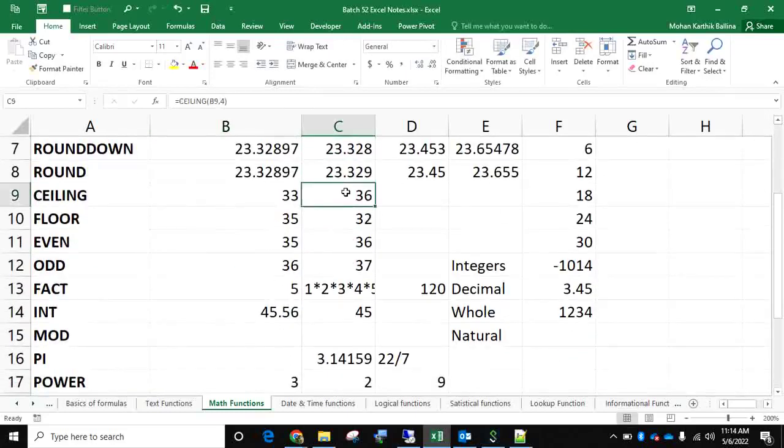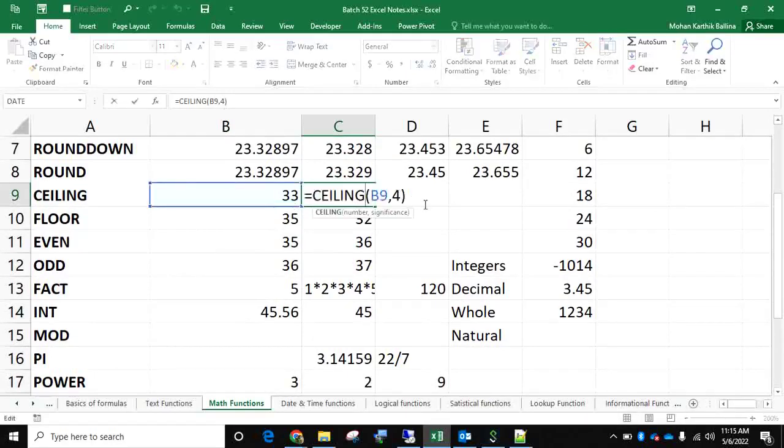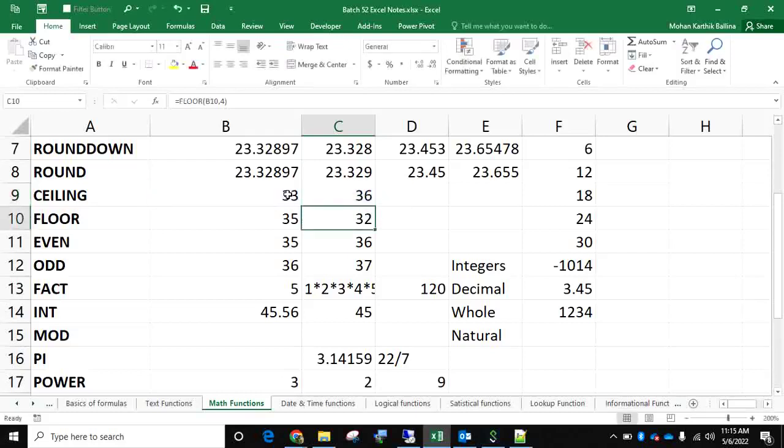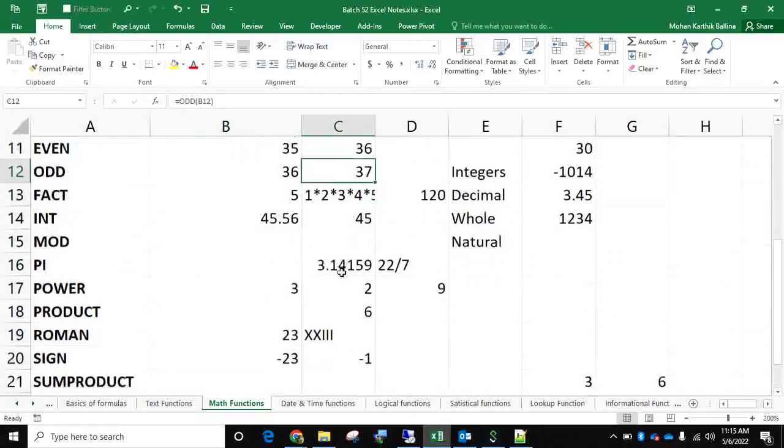Same like CEILING, it's about multiples. You remember, right? Multiples of 4: 4, 8, 12, 16. So 33 is near to 32, which is a multiple of 4, but my answer is 36 because of CEILING. CEILING means always top, right? It will not come back. It always goes forward. FLOOR is also the same. Even if you give an odd number, it rounds up to an even integer. If you give even, it rounds up to odd.